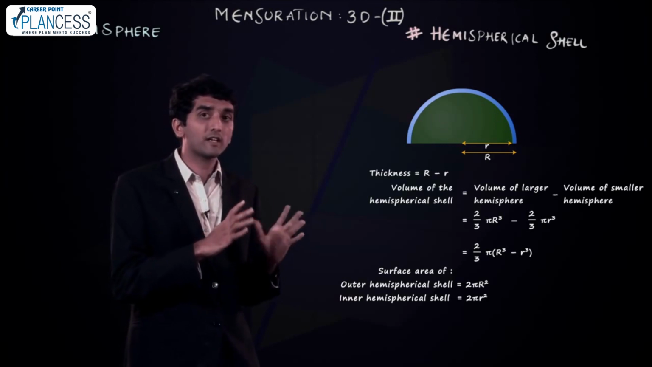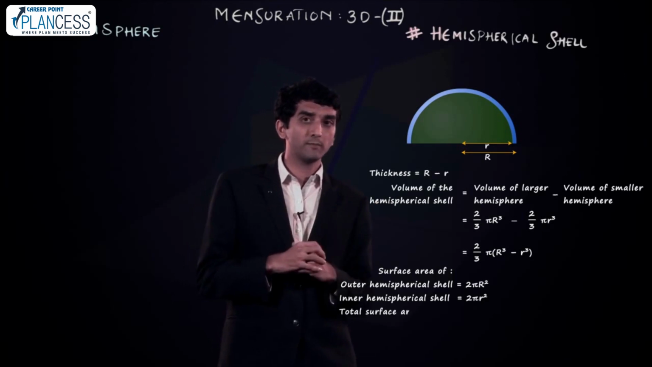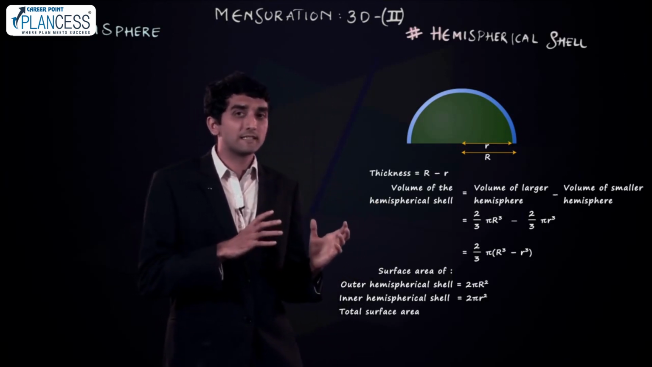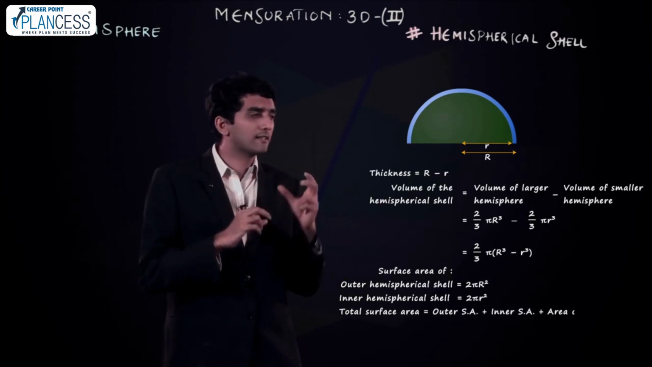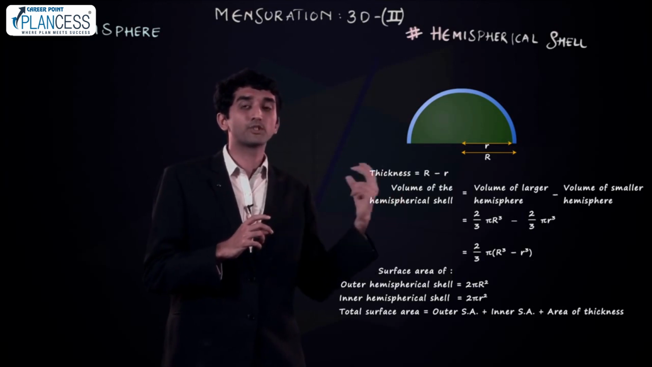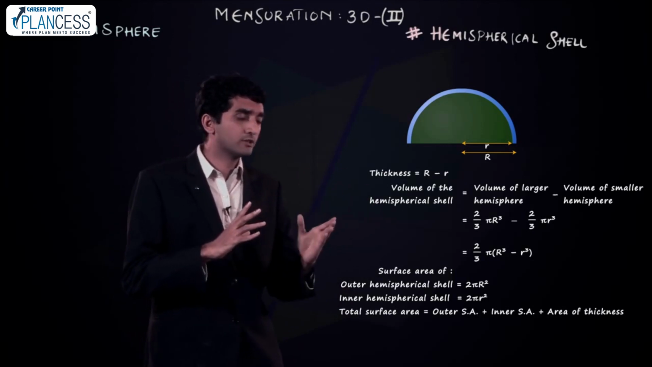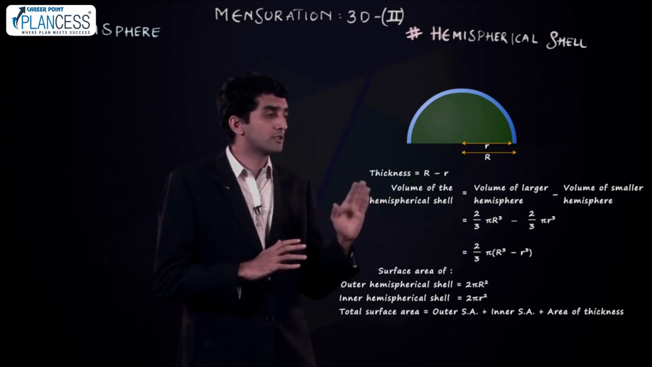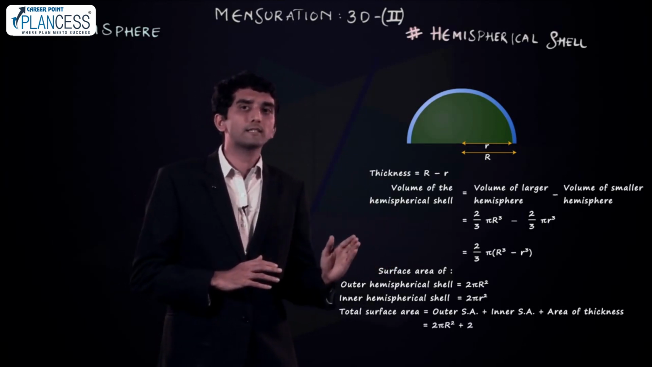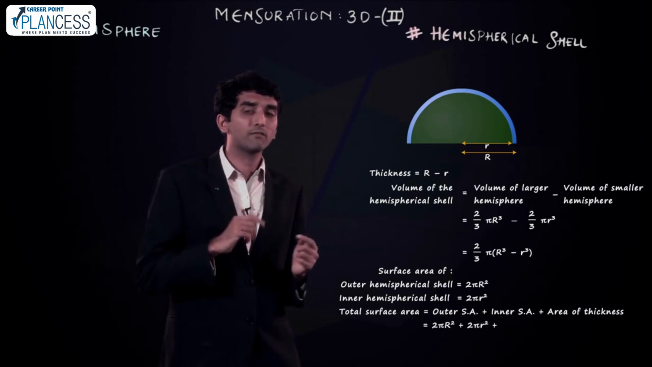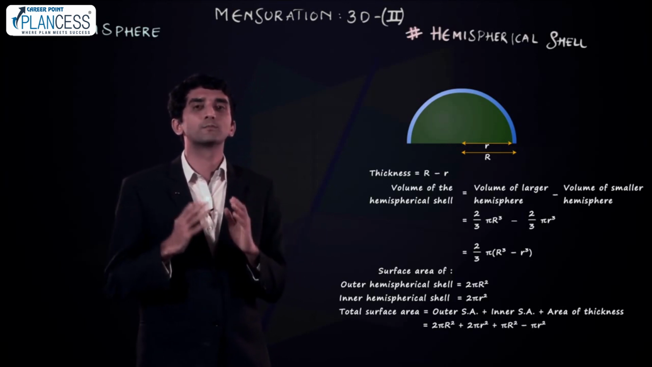Now hence, after talking about the outer and inner surface areas, if we talk about the total surface area of a hemispherical shell, you can see that it is nothing but the outer surface area plus the inner surface area plus the area which the thickness has, which the ring has basically. So we have to account for that. So while accounting that, here goes the formula for the total surface area, which is 2 pi capital R square plus 2 pi small r square plus the area of that ring, and the area of that ring is nothing but pi capital R square minus pi small r square.